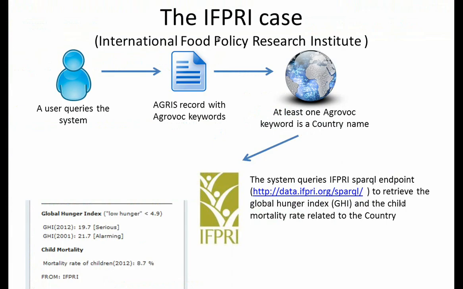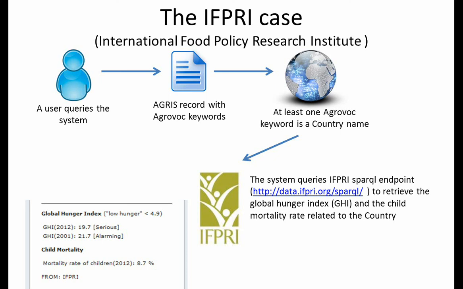This is an example of how the mashup page works. In this situation, we are querying the IFPRI SPARQL endpoint, where IFPRI is the International Food Policy Research Institute, in order to retrieve the Global Hunger Index and the child mortality rate related to a country. In particular, a user queries the system, Agris. An Agris record comes with some AgroVoc keywords. At least one of these AgroVoc keywords is a country name.